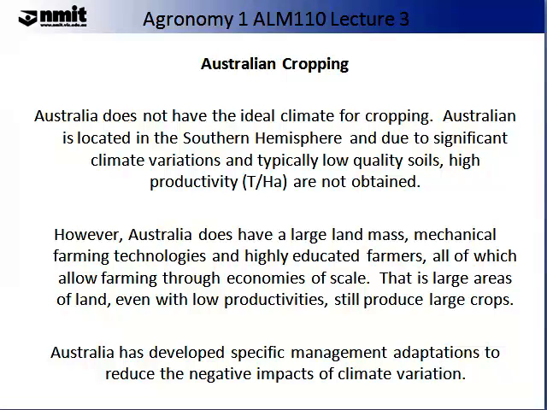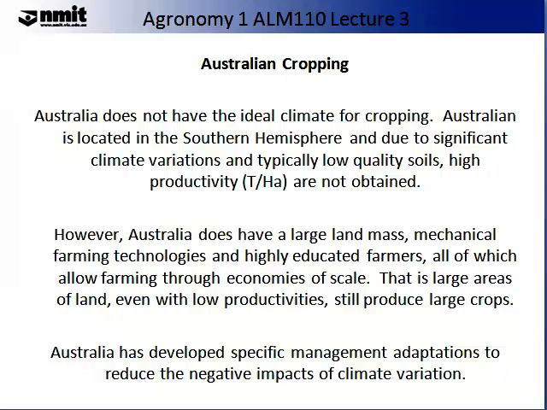The continent, Australia, does not have what you might call an ideal climate for cropping. Australia is located in the southern hemisphere, and due to the significant climate variations, which we learnt about in Lecture 2, and typically low quality soils, which we will learn about later on in this subject, high productivity, as measured by tonnes per hectare, is often not obtained.